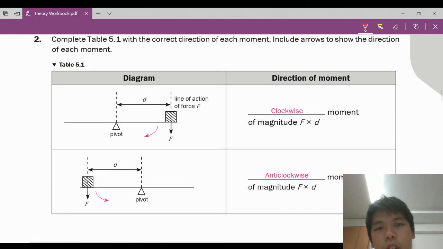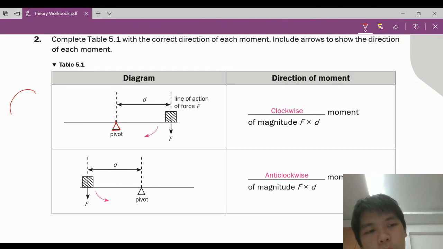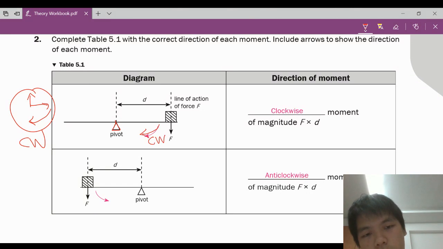Question 2. Complete table 5.1 with the correct direction of each moment. Include arrows to show the direction of each moment. So we have the pivot. We have a force here. Remember our clock, we draw the minute hand and the hour hand. If it turns this way, it's clockwise. There's a pivot here, and it turns this way, clockwise. So it's a clockwise moment.